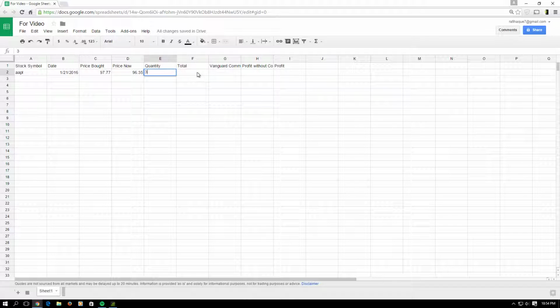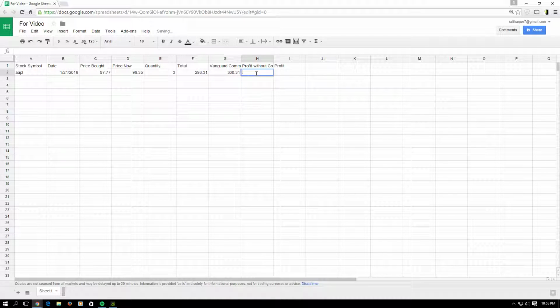And then for total, it's going to be equal to price bought times the quantity. If we do that, that will tell us how much that cost us. And then for Vanguard commission, we pay a $7 fee plus whatever the total cost is. So we can simply do $7 plus. Again, if you have a different online stock brokerage account such as TradeKing or Fidelity, the commission will be different. So 7 plus the total cost.